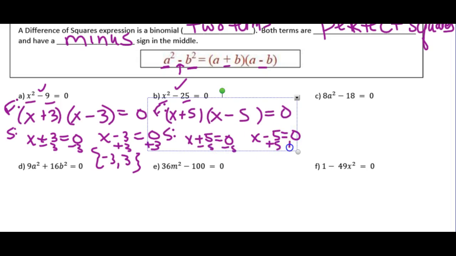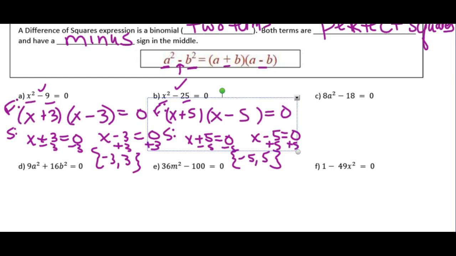And I get negative 5 and positive 5 for my solution. Then we get to that third example and say, well, those aren't perfect squares. But you should be looking for a GCF. It didn't really need to do with the first examples because the first term was a 1, so there's not going to be a GCF with that.